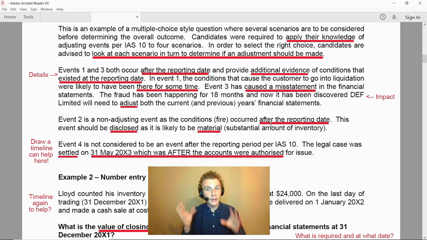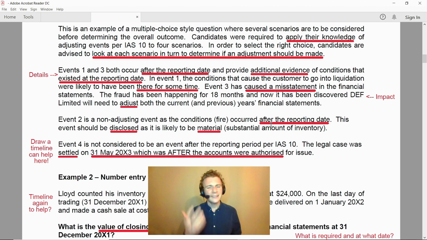So as you can see here, we're going into more of the details now, where we look at what was the impact. Again, draw a timeline so you can actually see where the events happen and how substantial they are. Events 1 and 3, the ones that were adjusting, occur after the year end, so step 1, back up there, and provide additional evidence of conditions that existed at the reporting date. So what we're saying there is we didn't know about it at the year end, but we do now as a result. So for event 1, the condition was the cause for the customer to go into liquidation.